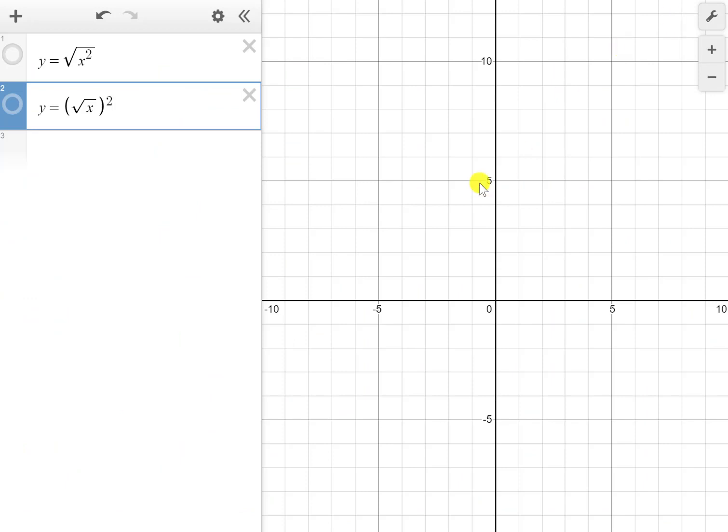So just to convince ourselves, here's a graph in Desmos. First I'm going to draw in y equals the square root of x squared. And notice that that has that absolute value of x shape. So that's good. And here's the other one. If I switch the order, that looks like y equals x, but it's only the part of the graph where x is greater than or equal to 0. So that matches what we got algebraically.